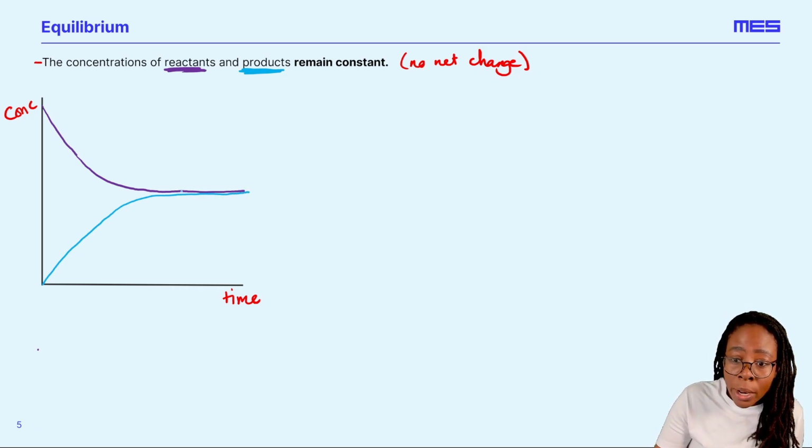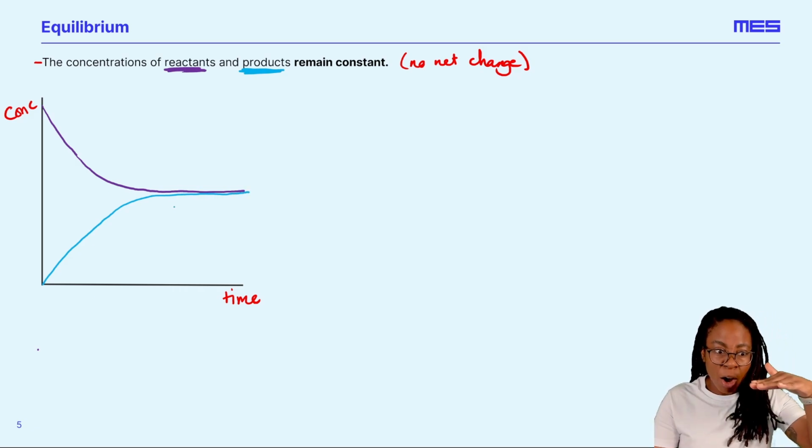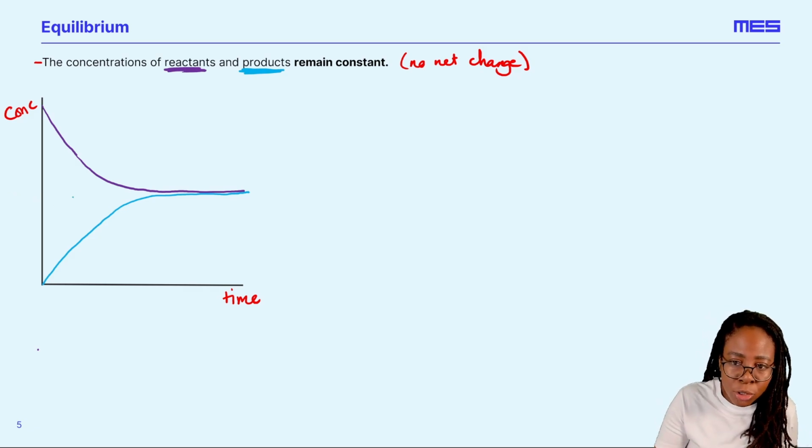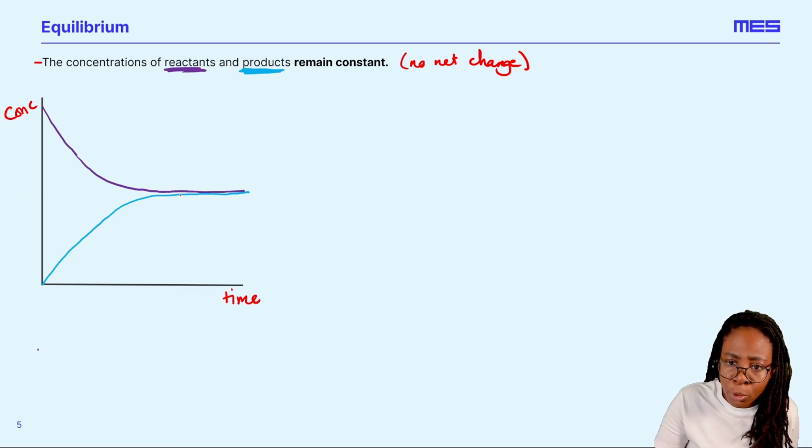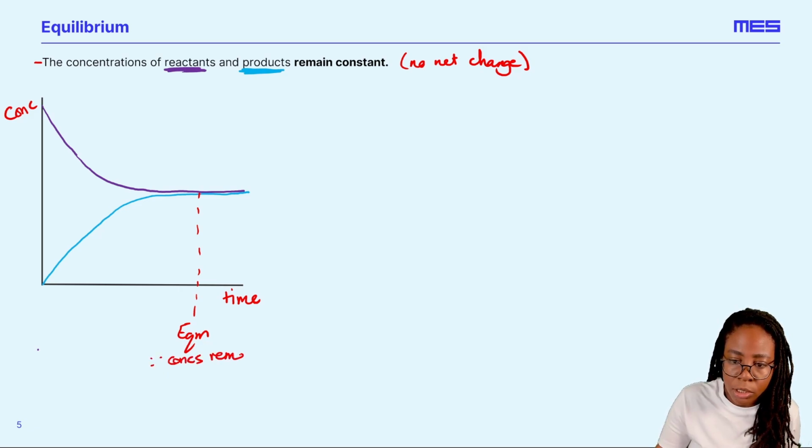And then once we get both lines that are horizontal, that means that the concentrations are no longer changing. And that means that once both lines are horizontal, let's say it's around there, we have reached equilibrium, right? The concentrations remain constant. They're no longer changing.